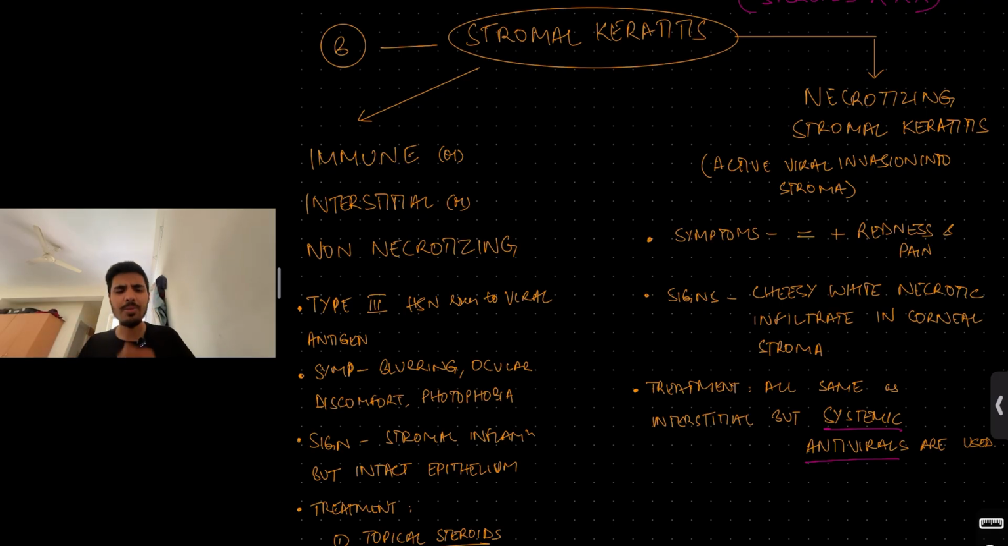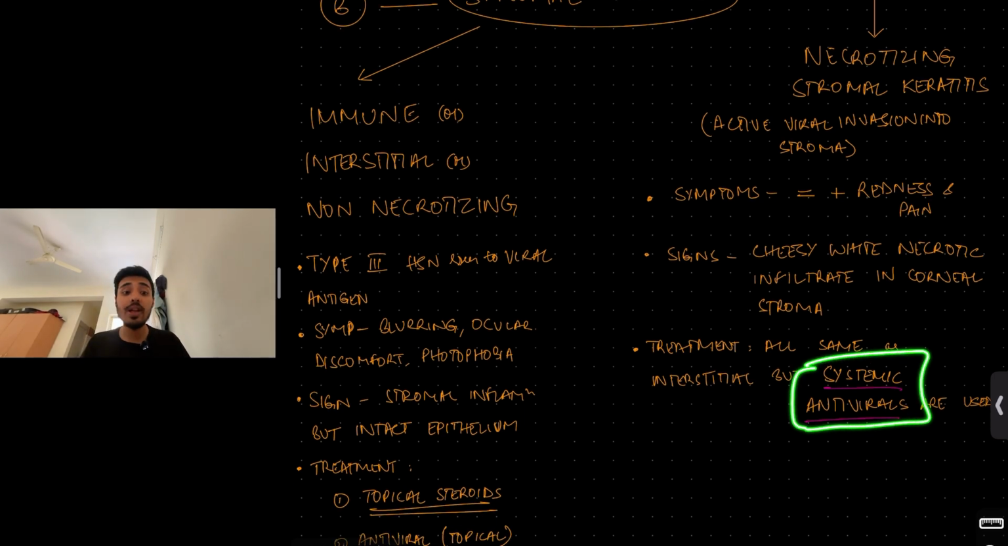Treatment, again, topical steroids, but this is a more severe form of stromal keratitis, so you will give systemic antivirals. You won't give topical acyclovir, but you will give oral acyclovir, systemic antivirals. And again, topical steroids and supportive therapy. That is about stromal keratitis.